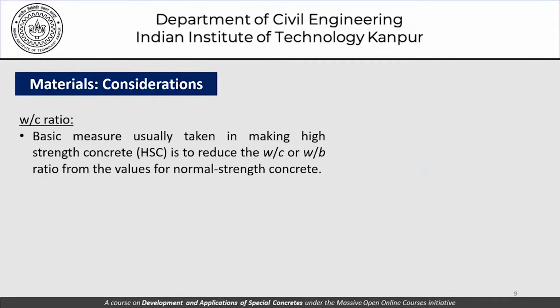As far as the water cement ratio is concerned in high strength concrete, the basic measure usually taken in making high strength concrete is to reduce the water cement ratio or the water binder ratio from the values for normal strength concrete. So now what is the range of water cement ratio for normal strength concretes? Maybe something around 0.4 to 0.5, 0.6. Whereas when it comes to high strength concrete, we should reduce this value. This 0.4 should go to about say 0.32 or 0.30, and sometimes lower than this.